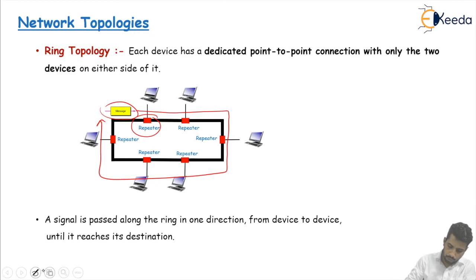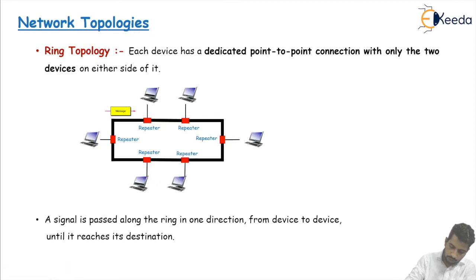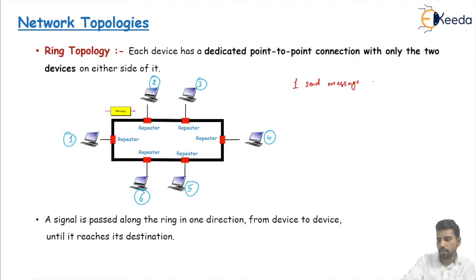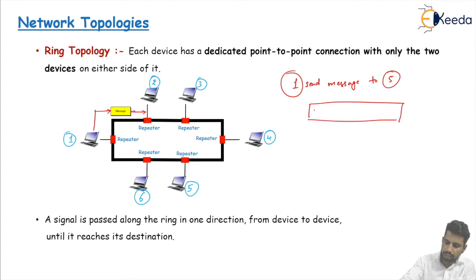Let's see an example to understand this properly. Now for example, we have device number 1, device number 2, 3, 4, 5, and 6. Here device number 1 sends a message to node number 5. So it regenerates the message and passes it to the ring. Now device number 2 sees the message. This message has the destination address, the sender address, and the message.